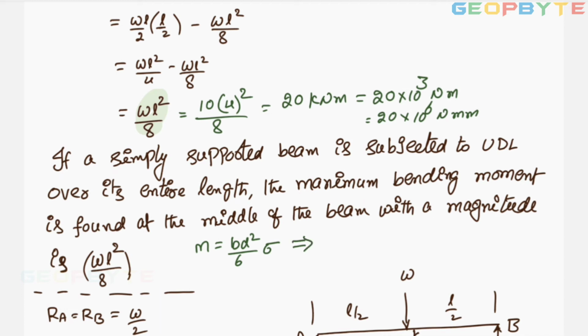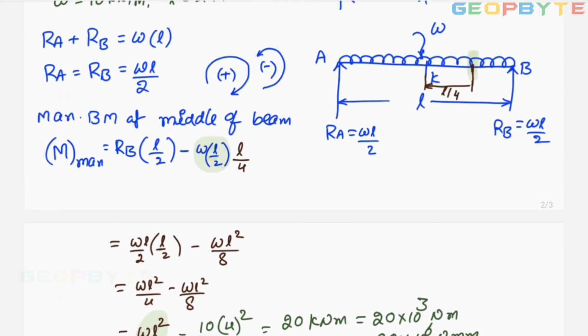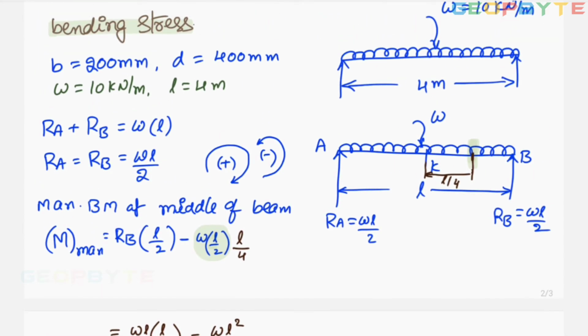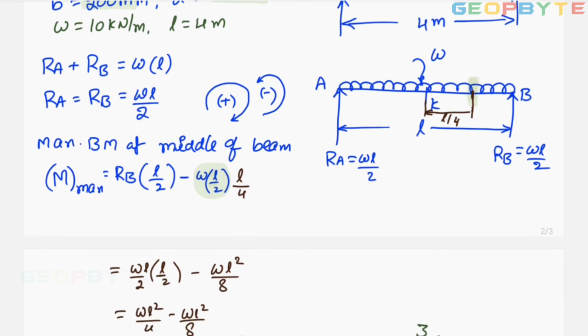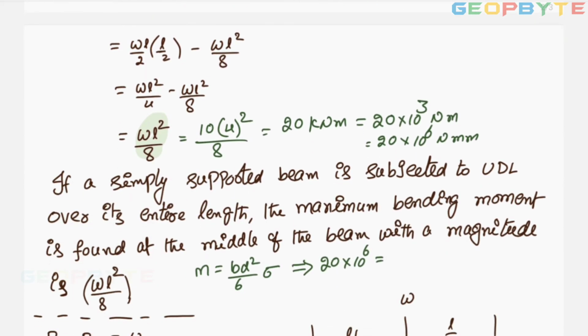Here the maximum bending moment, 20 into 10 power 6, is equal to width. Is the width given, dear students? Yes, width is given, 200, and depth is given, 400. So BD square by 6 into bending stress, where B is 200, D is 400 whole square. Simplify this value for getting the maximum bending stress.